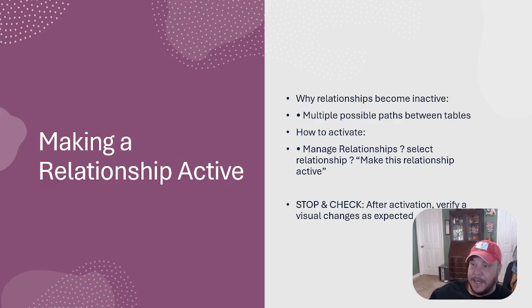Now, sometimes Power BI creates a relationship and leaves it inactive. And that's that dashed line on the side of your relationship view. Now, the reason why is because there are multiple potential paths between tables, and Power BI won't guess which one you want. So to activate, you go to Manage Relationships, select the relationship, make active. Then this is important. I want you to verify the impact. Build a quick visual, test a slicer, see if it changes in a way that makes sense. If the visual looks wrong, that might mean the active relationship you chose is not the one your analysis needs.